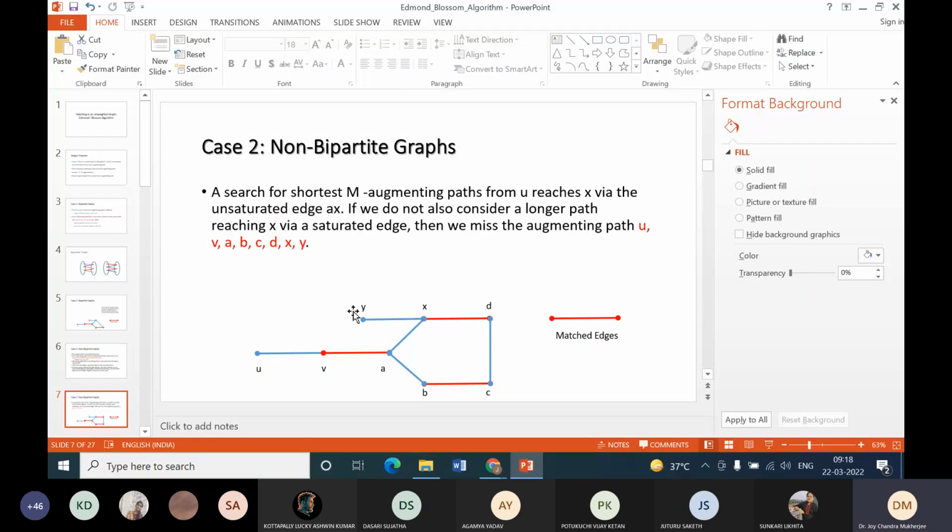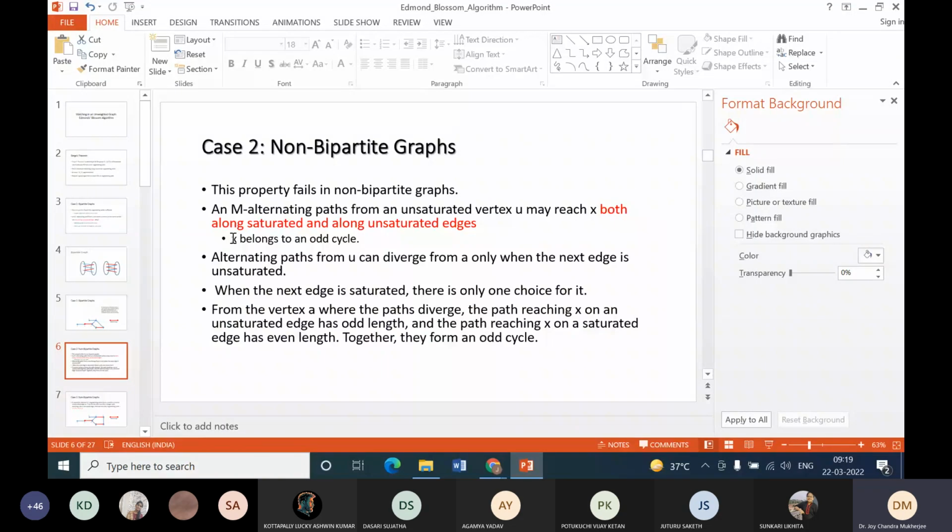So a search for shortest M augmenting path from U reaches X via the unsaturated edge AX. Suppose हम लोग BFS use कर रहे हैं. Suppose we are going for BFS. So a search for shortest M augmenting path from U reaches X via unsaturated edge AX. If we do not also consider a longer path reaching X via a saturated edge like UV, AB, CD, X, then we miss the augmenting path, this UVA, BC, DXY. Okay, so that is the problem. So search direction matters here. Search direction always matters. Okay.